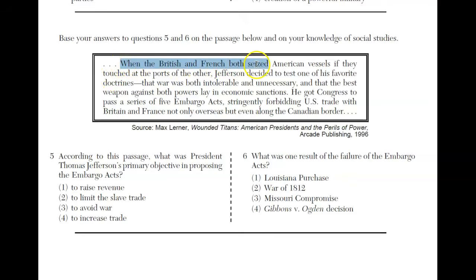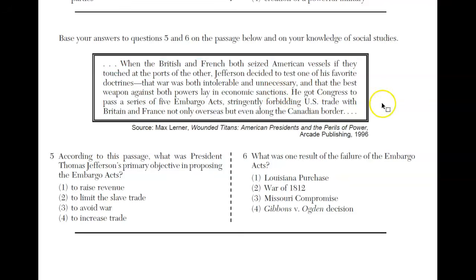When the British and French both seized American vessels if they touched the ports of the other, Jefferson decided to test one of his favorite doctrines, that war was both intolerable and unnecessary, and that the best weapon against both powers lay in economic sanctions. He got Congress to pass a series of 5 embargo acts, stringently forbidding U.S. trade with Britain and France, not only overseas, but even along the Canadian border.